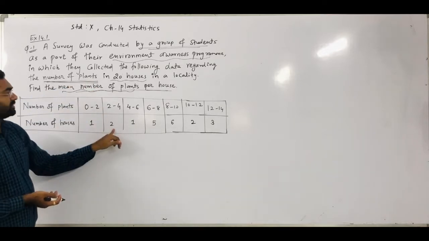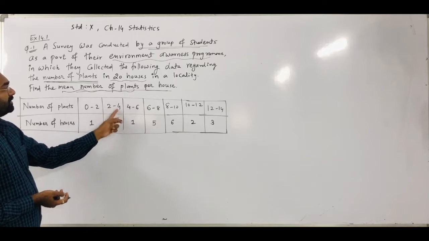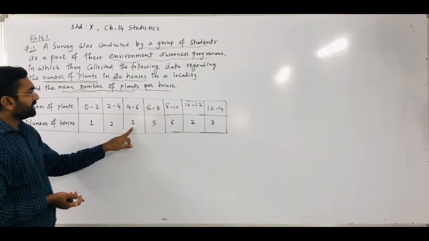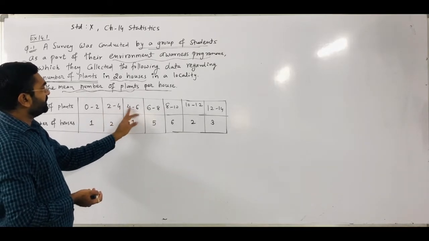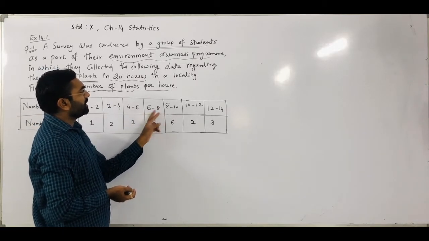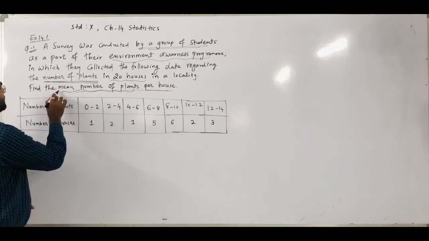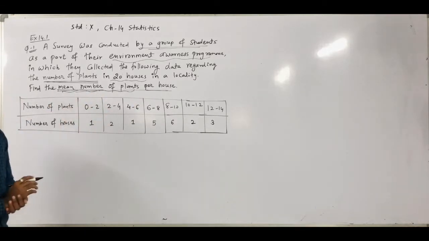Now what is the meaning of the second observation? There are two houses in which the number of plants is between 2 and 4. There is one house with a number of plants between 4 and 6. There are 5 houses with a number of plants between 6 and 8. So that way all the data is given. They ask us to find the mean.